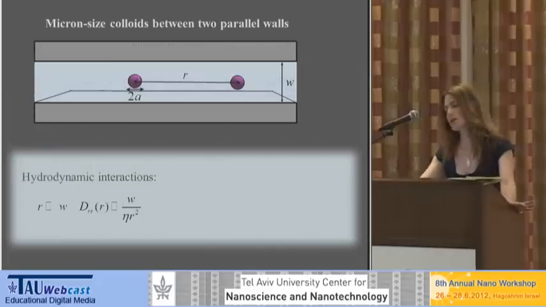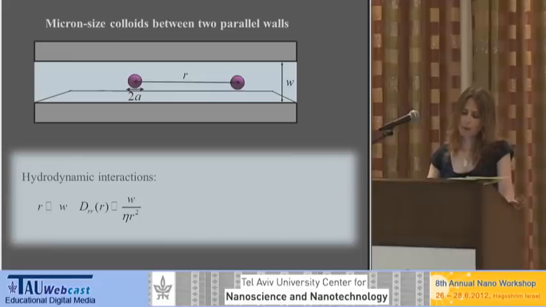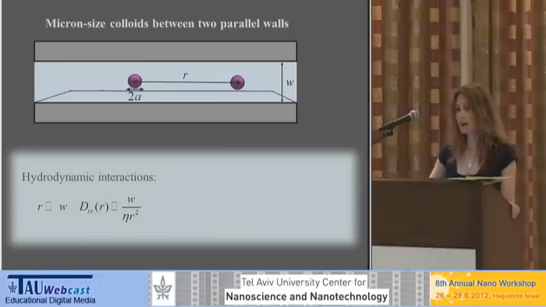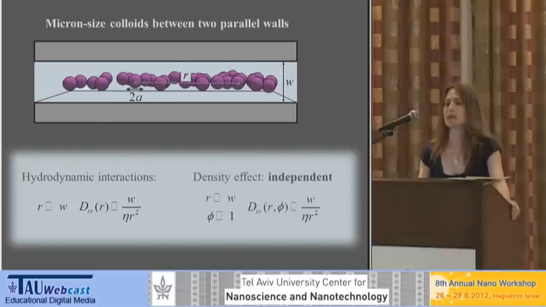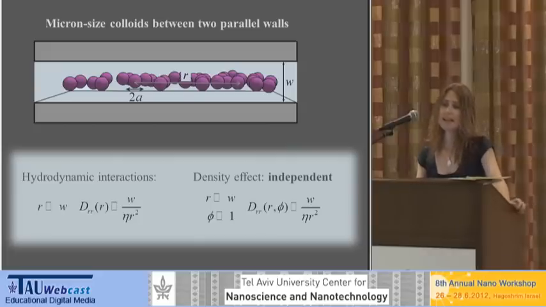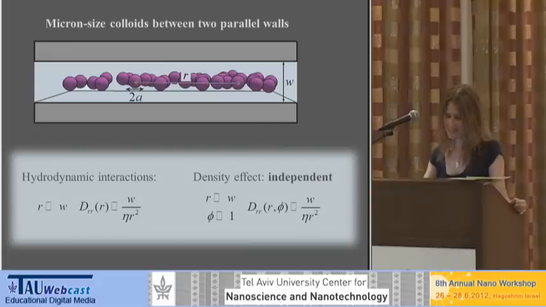Now we look at another case, of two micron-sized colloids confined between two parallel walls. We know that the long-range hydrodynamic interaction decays like 1 over R squared, R again being the interparticle distance. If we now increase the density, it turns out that the density does not affect the long-range correlated motion. Hence, it is density independent, and in terms of effective viscosity, it is the fluid viscosity.